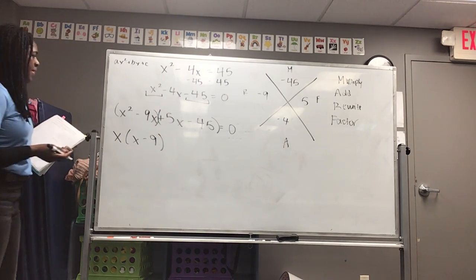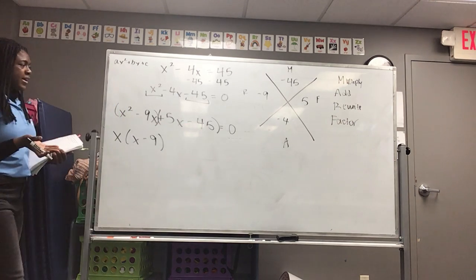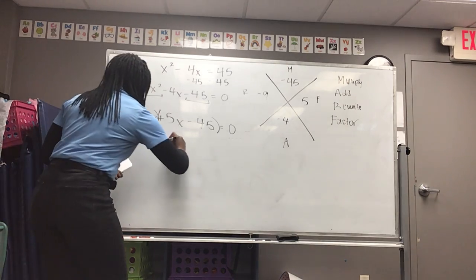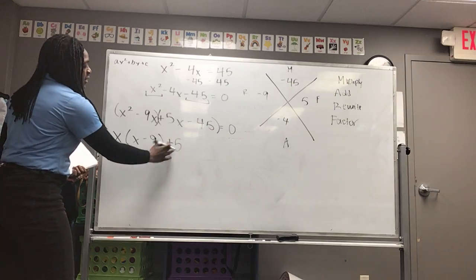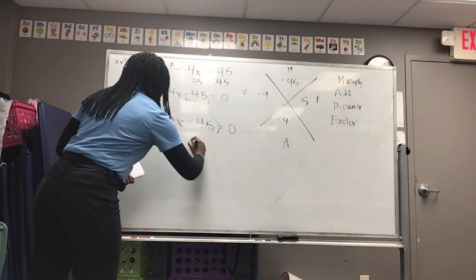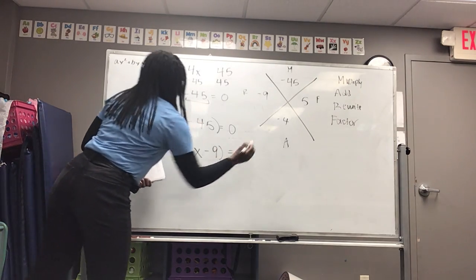Okay, and then now we're looking at 5x minus 45. What can I factor out of both of those? I could take a positive 5 out, so I'm going to write plus 5. Make sure that if you have a positive number, you do a plus, and if you have a negative number, you do a negative sign there. And then what's left is x minus 9.